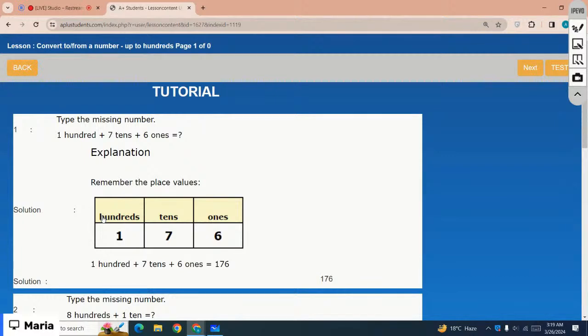So you have 100, you can write 1 in the hundreds column. You have 7 tens, you can write down the 7 in the tens column. So together they make 1 hundred, 7 tens and 6 ones. So together they make 176.